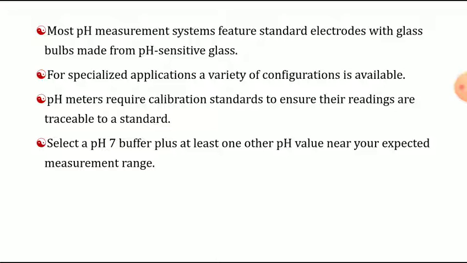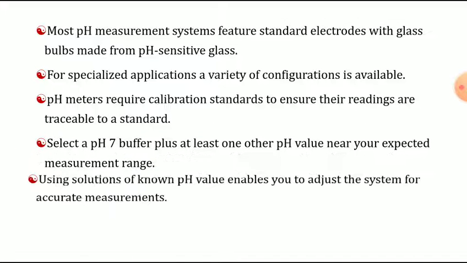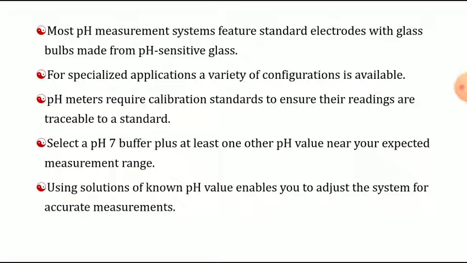That means while measuring the pH of the solution, first of all, the calibration of the pH meter is very important. That means before performing any pH metric titration or any measurement of the pH of any particular solution, first of all we have to calibrate the instrument of the respective range. Using a solution of known pH value enables you to adjust the system for accurate measurement.